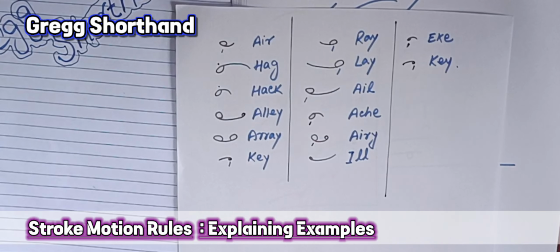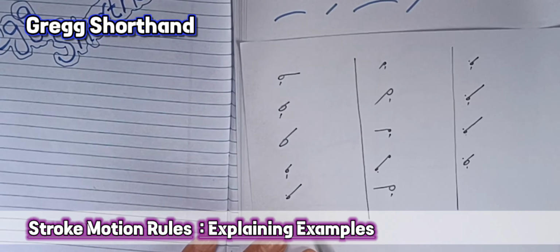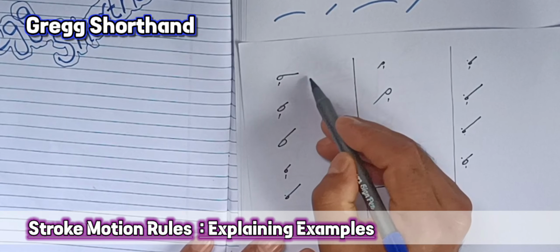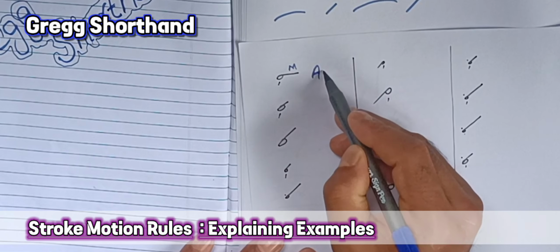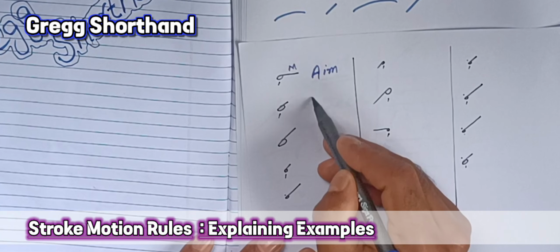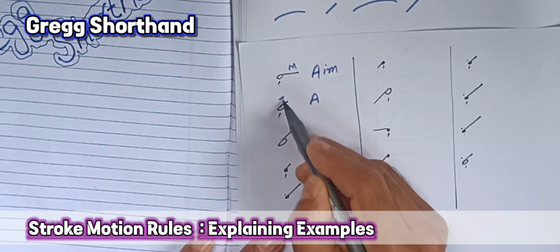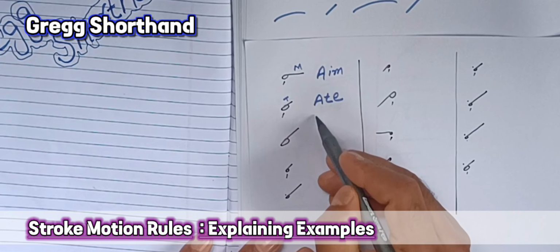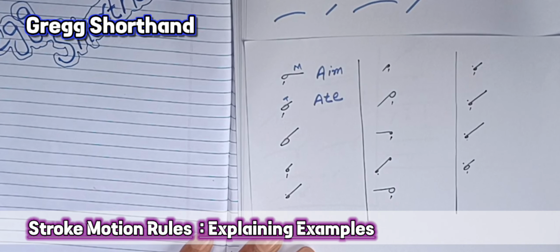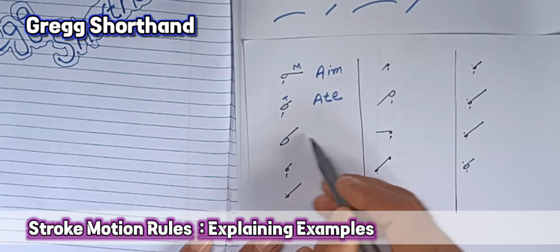Let's take the second one. What is this? This is the longer sound. This becomes A, and this is M. This becomes aim. This is A, longer one, and then this is T. This becomes eight, or EIGHT. You can use for both of these. Okay. Now what do we have?